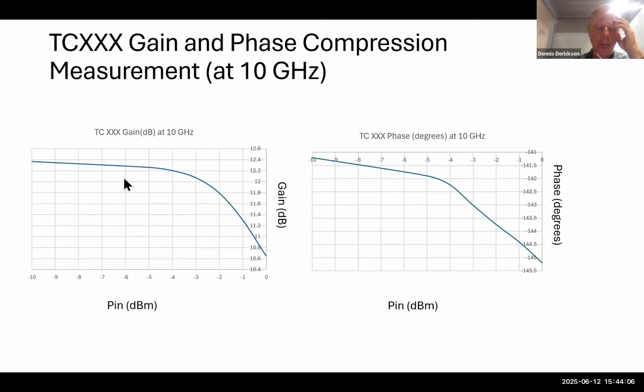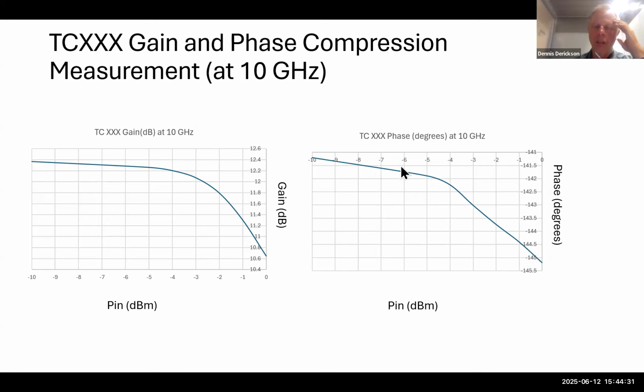I did a gain compression measurement. That particular amplifier has a drop in gain from 12.4 down to 11.4 here at an input power of minus 2 dBm. So that's the input power at gain compression of minus 2 dBm. I want to make sure to stay out here and do the linear measurement of the phase noise.